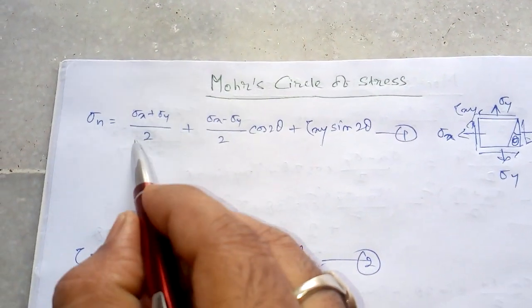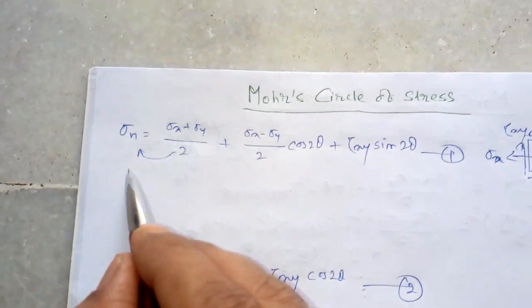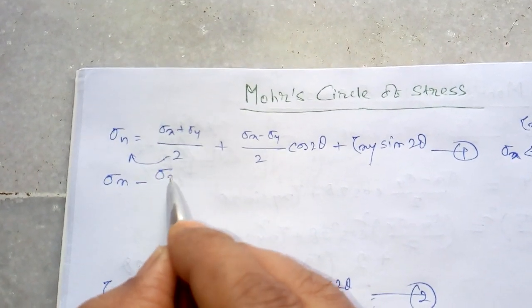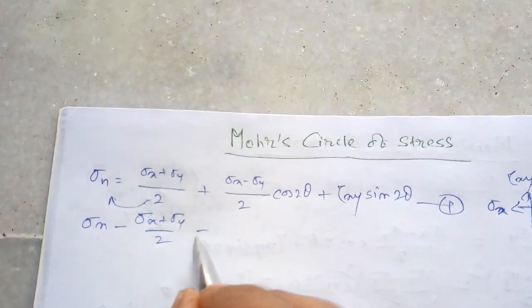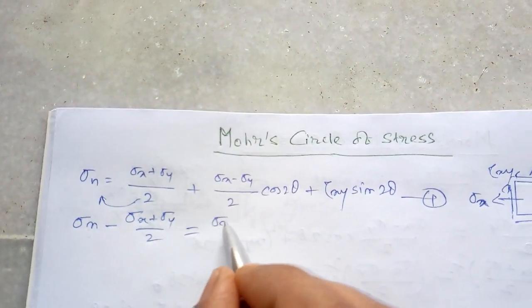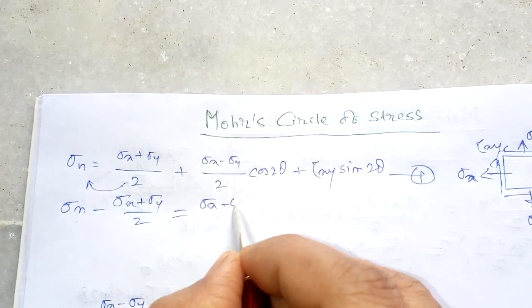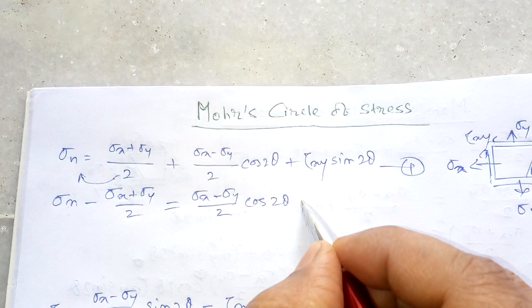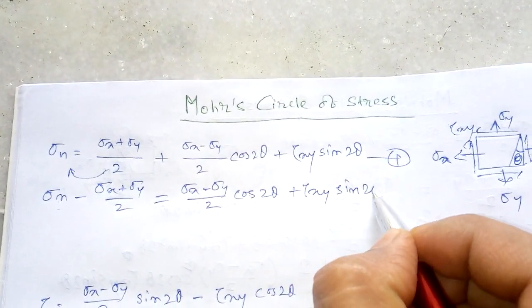Suppose we are taking this part from this equation to this side, so what we will get: sigma n minus (sigma x plus sigma y) by 2 is equal to (sigma x minus sigma y) by 2 cos 2 theta plus tau xy sin 2 theta, right?